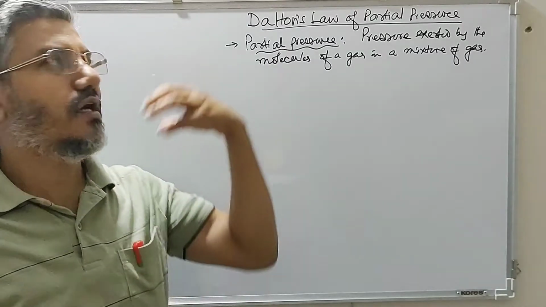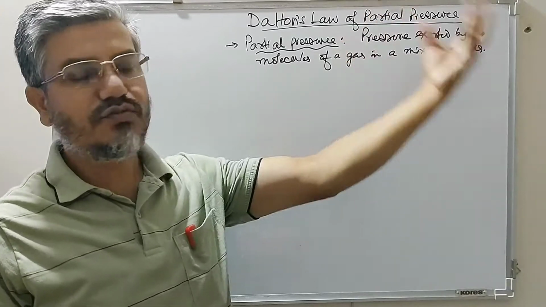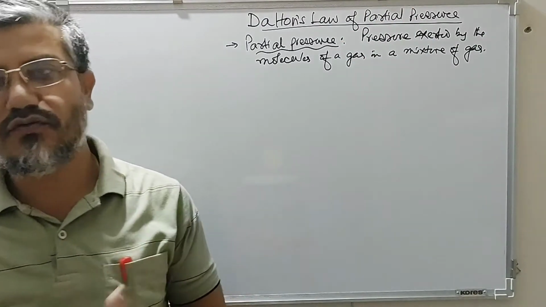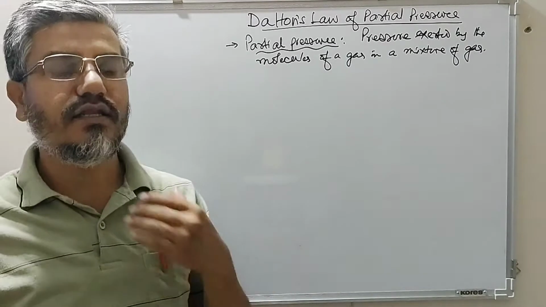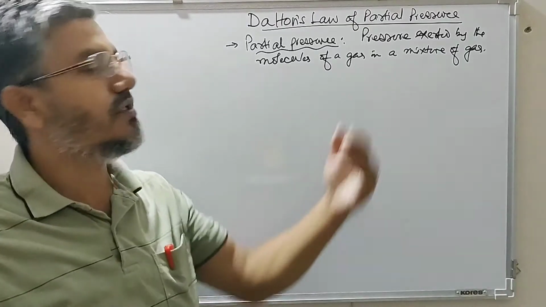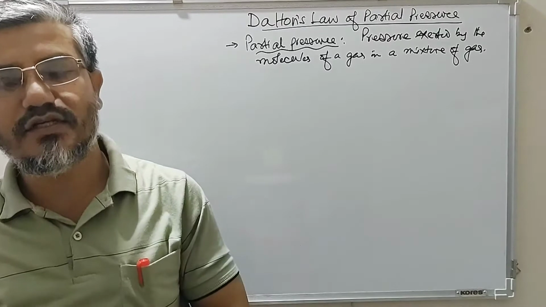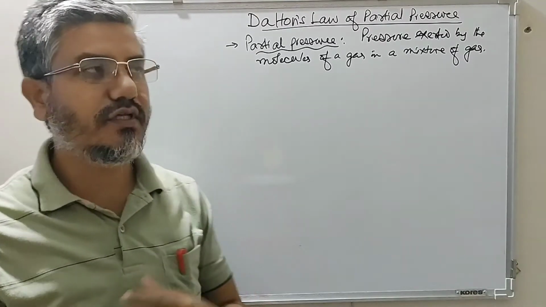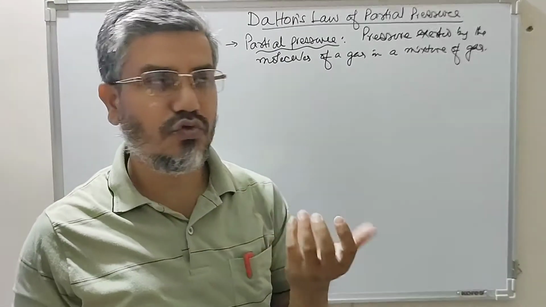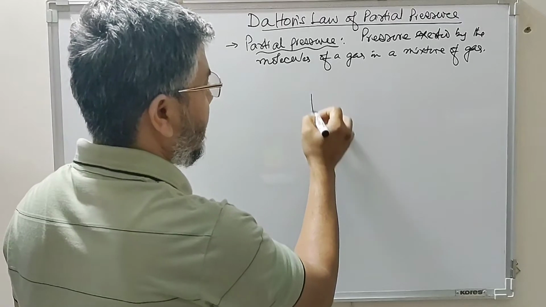So this Dalton's law is for this partial pressure. That means we have a mixture of gas in a container and each gas is having some individual pressure which is known as partial pressure. How this total pressure is related to the partial pressure of each individual gas is governed by a law which is known as Dalton's law. To understand this Dalton's law, let's take the help of this diagram.